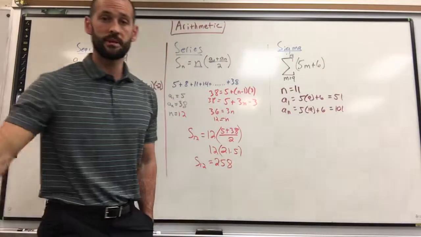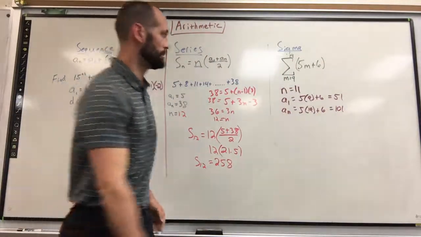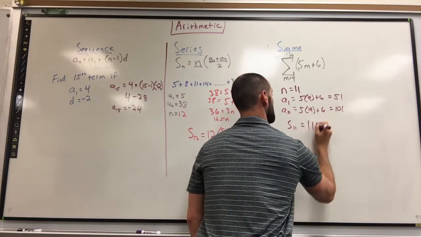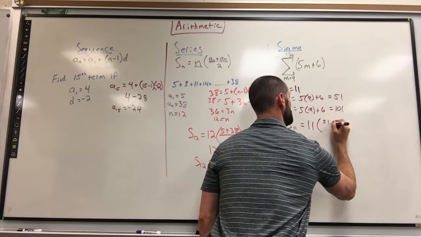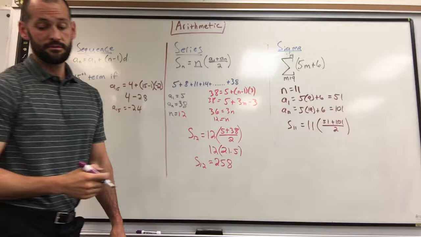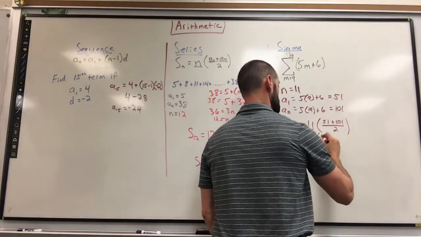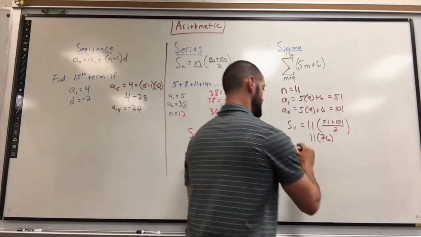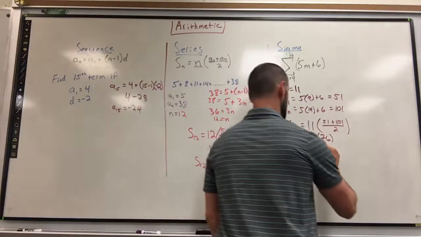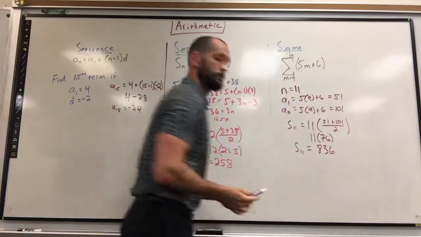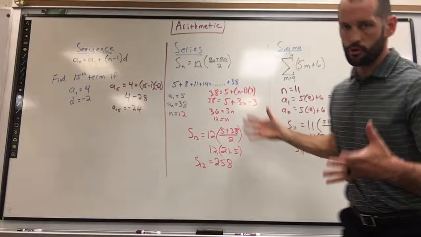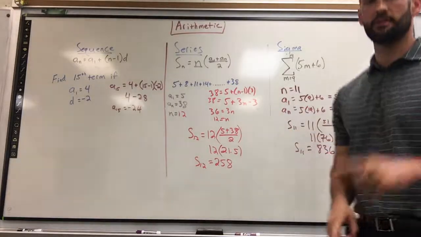I now have my 3 pieces of information, so plug in and solve. Here we go. S sub 11 equals 11 times 51 plus 101 all over 2. This leaves me with 11 times 76. The final answer, the sum of the first 11 terms, is 836. Quick tutorial on arithmetic sequences and series, the formulas you need to be familiar with, and how to use them. Go get it.